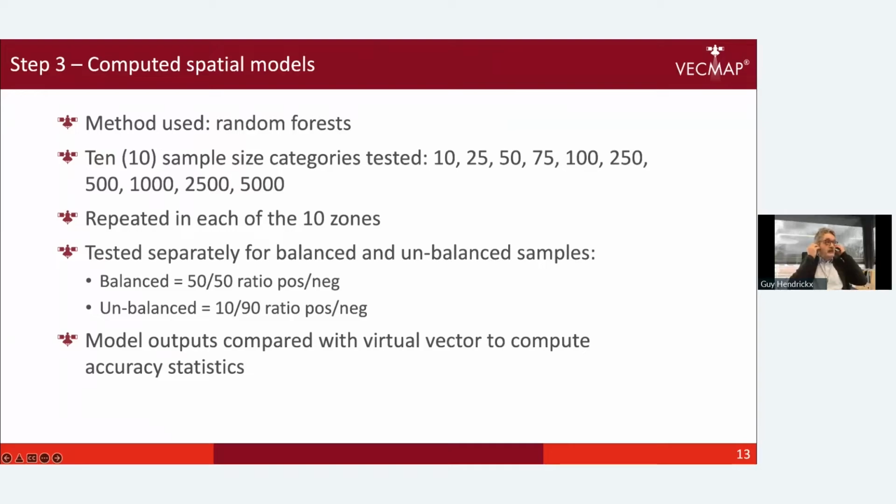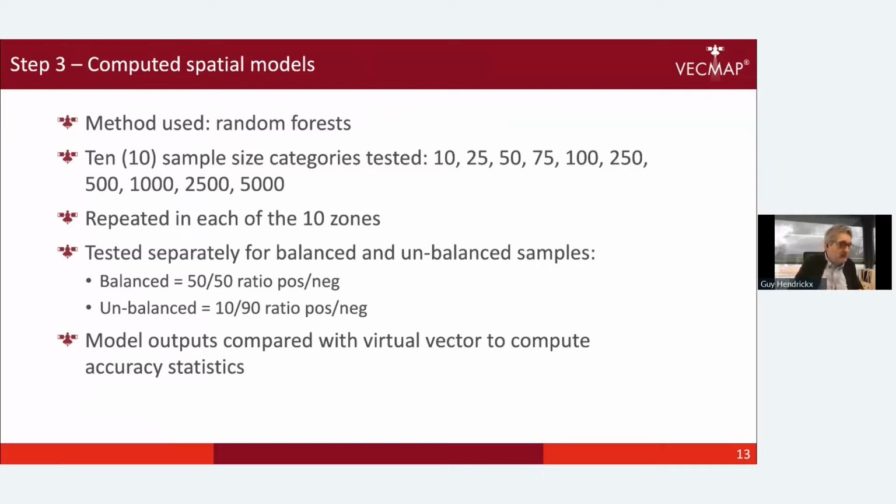Once we had this, we started computing spatial models. So we were running a series of models to be able to extract statistics. We used the random forests algorithm, and we used 10 sample size categories. For instance, is it possible to map presence absence with 10 samples, 25, 50, 75, 100, 250, 500, 1,000, 2,500, and 5,000. We repeated that in each of the 10 zones and tested also separately balanced or unbalanced sample sets.